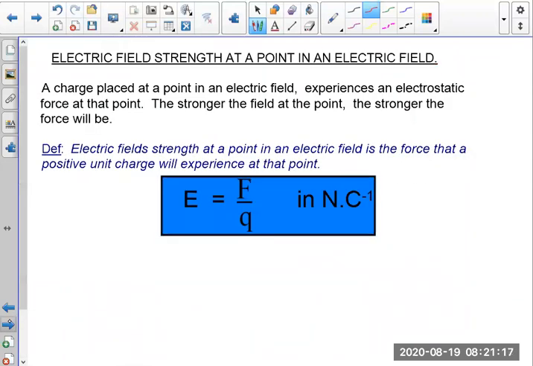The last equation that we have on the information sheet is E, which is the electric field, equals the force over Q. The definition of electric field strength is important. Electric field strength at a point in an electric field is the force that a positive unit charge will experience at that point.